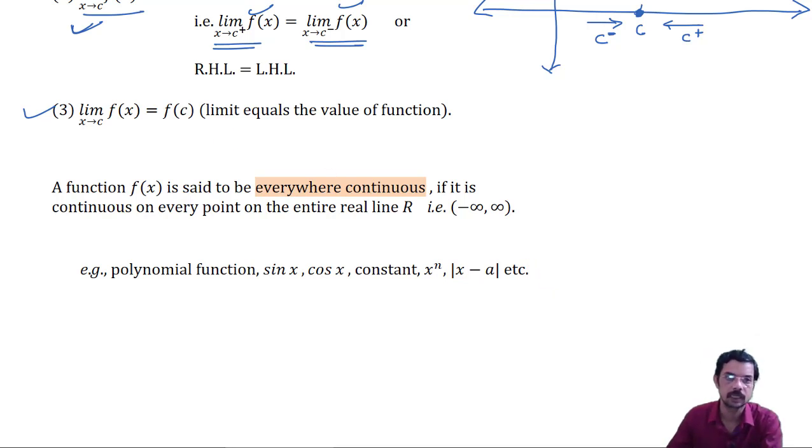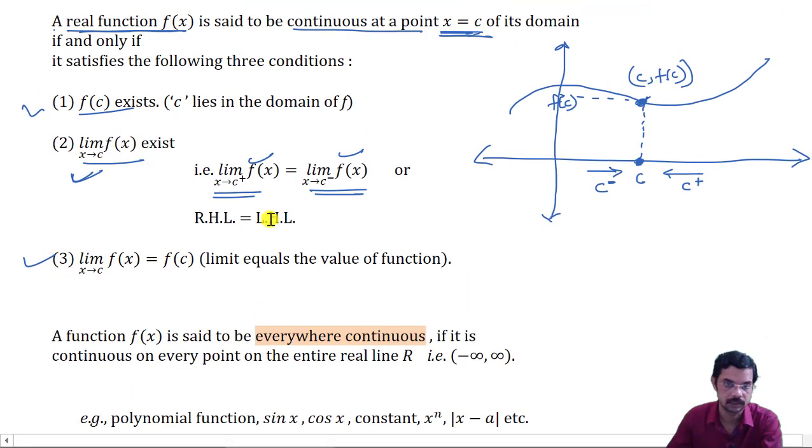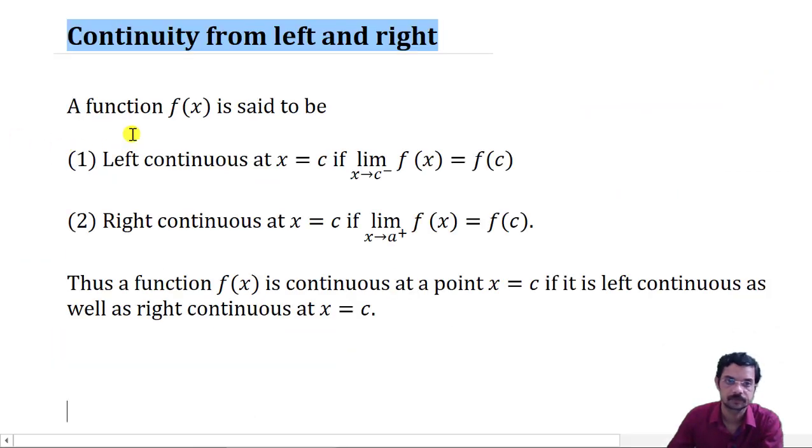Now, what is continuity from the left and what is continuity from the right? We will define what is left continuity and right continuity. A function may be left continuous but not right continuous. Okay, let us see what is continuity from the left and right.